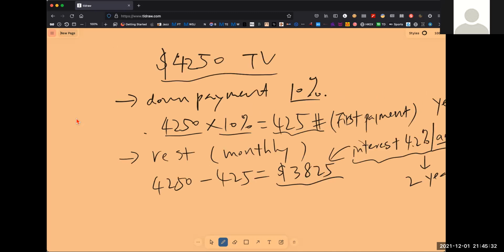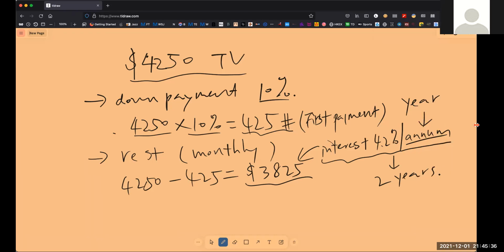Nice. Okay, so we are talking about this down payment scheme. So we were at here. So you have this rest 3825, and you're going to pay interest 4.2% per year for 2 years. They talk about simple interest here. So this interest is simple interest. Do you know what's the meaning of simple interest?